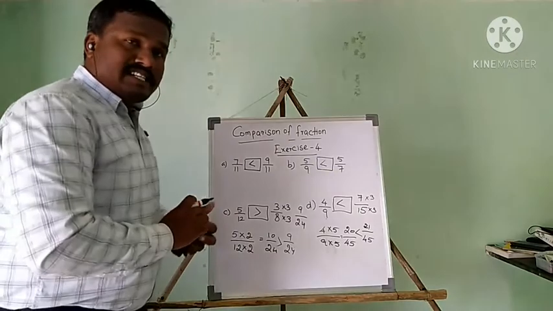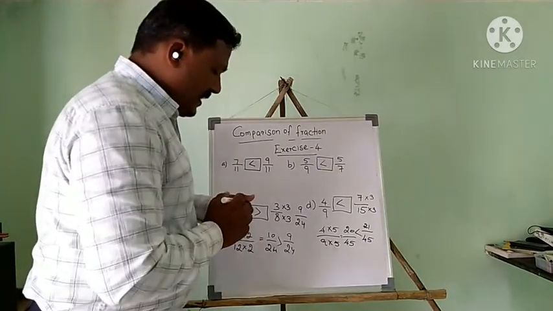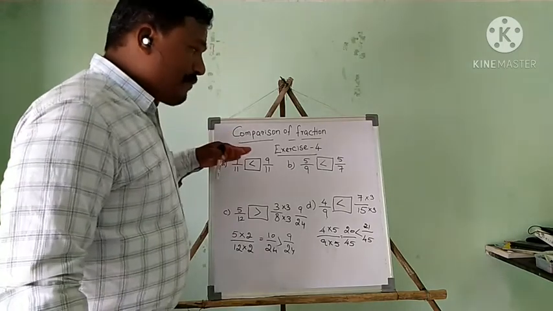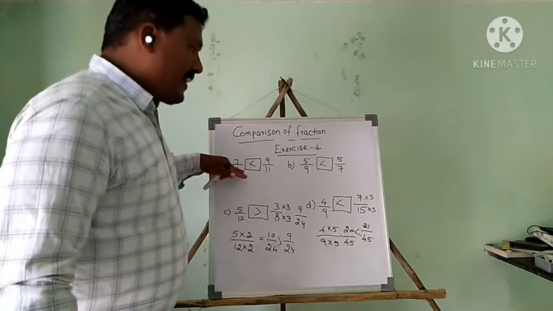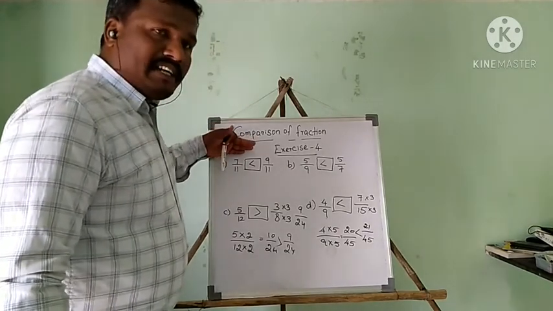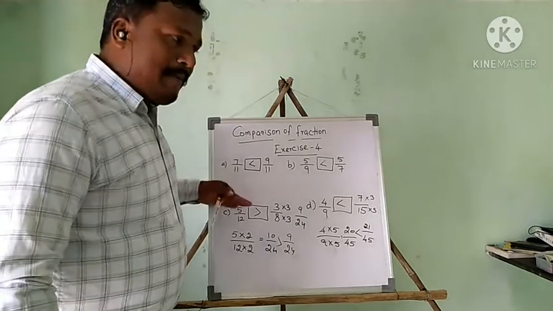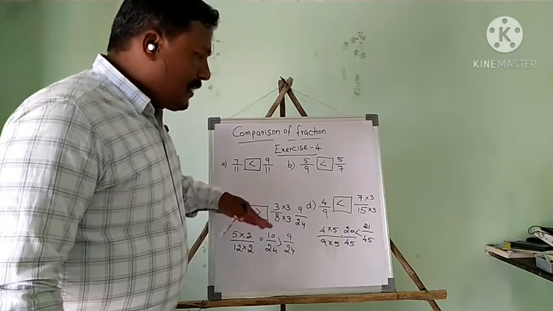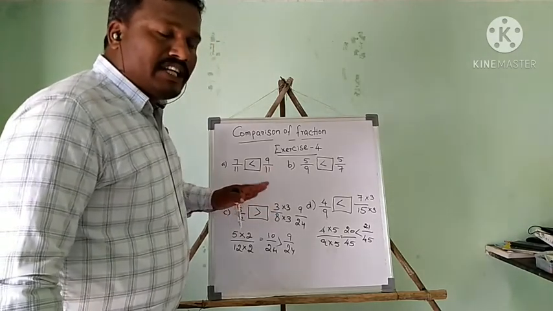So I hope you understand how to compare the given fractions. First we have to check both numerators or denominators. Then after that, if not the same, we have to find the LCM. Then after that, we have to check which is the greater fraction.